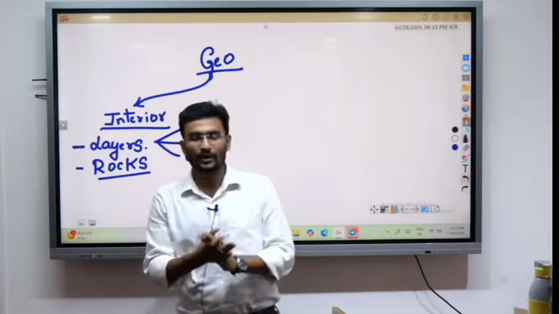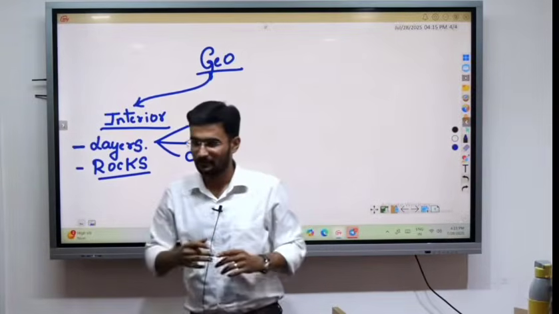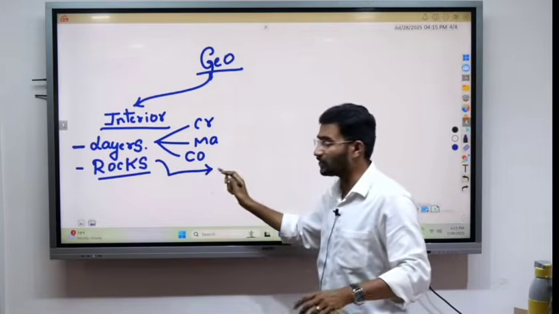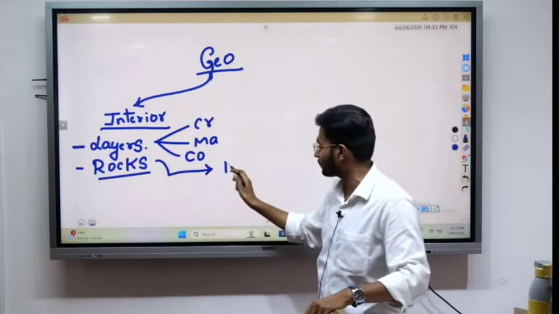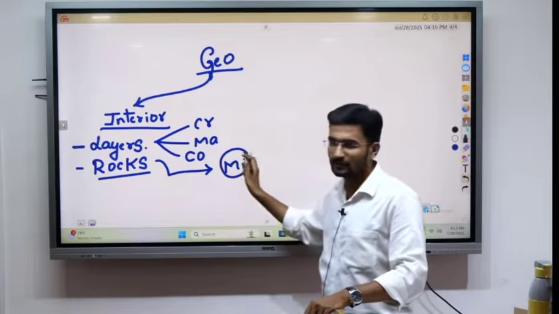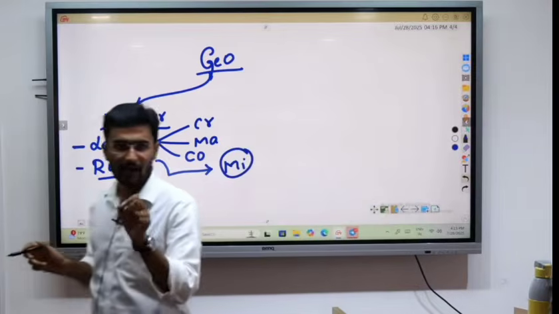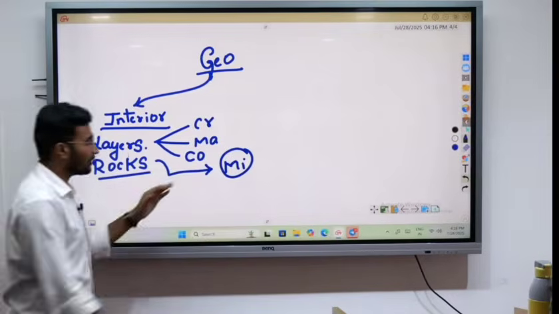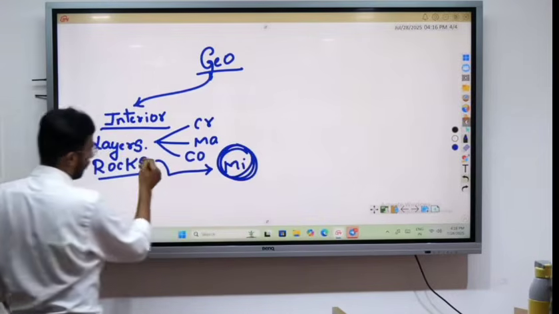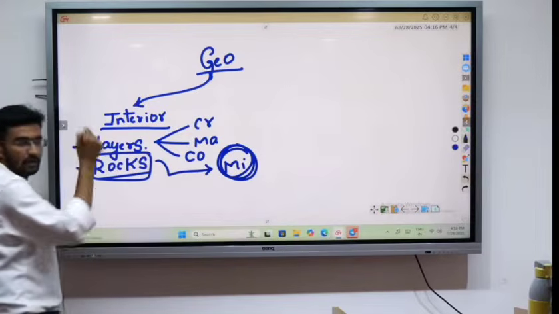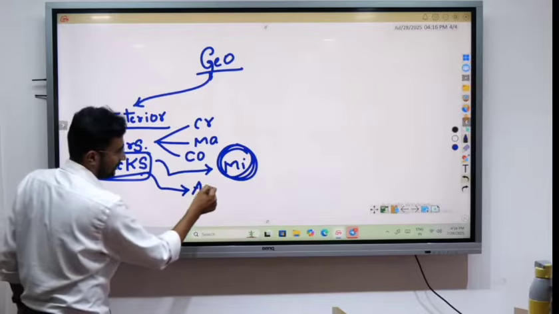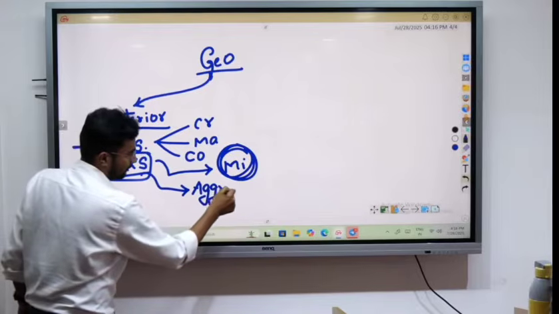First, what are minerals and what are rocks? Exactly. A naturally occurring substance, we call it a mineral. Now a group of minerals, we call it a rock. Or in a simpler manner, we call it an aggregation.